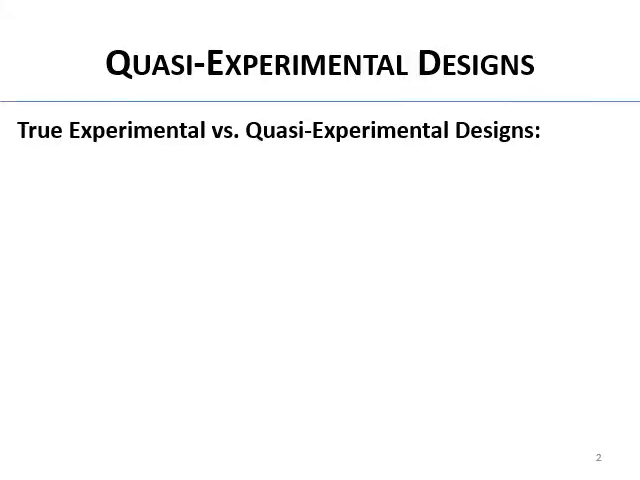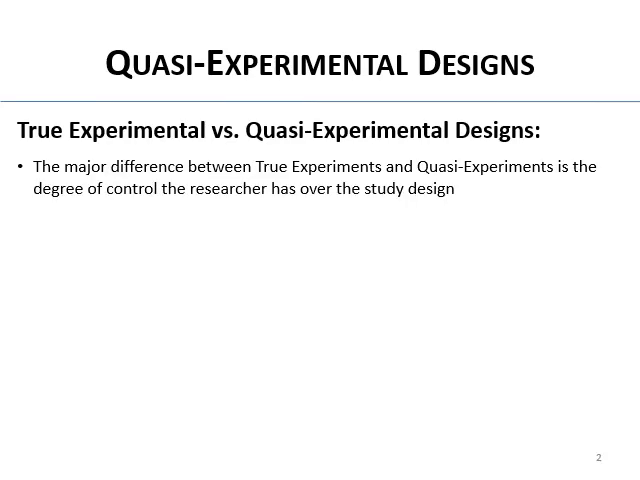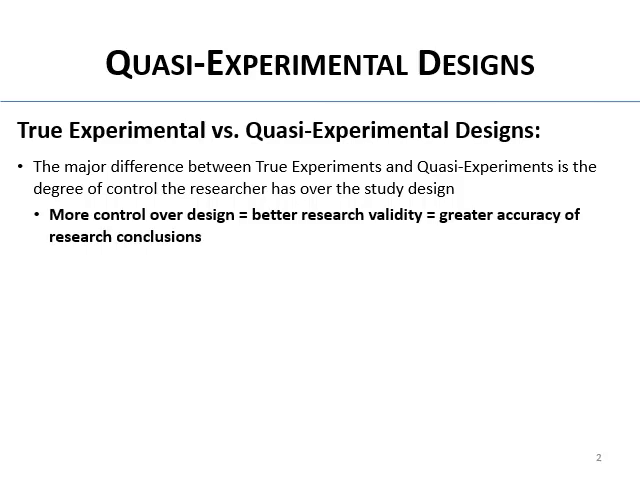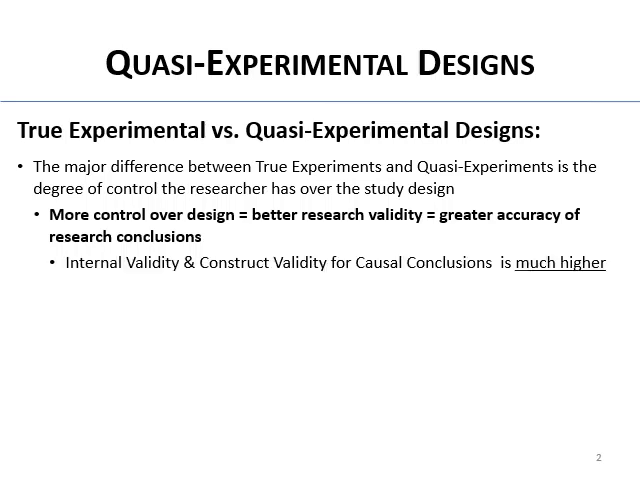So, true versus quasi-experimental designs. The major difference between true experiments and quasi-experiments, from the first week of class, is the degree of control the researcher has over the study design. More control over the design tends to result in better research validity, maybe not external validity, but the other types, and greater accuracy of your research conclusions.